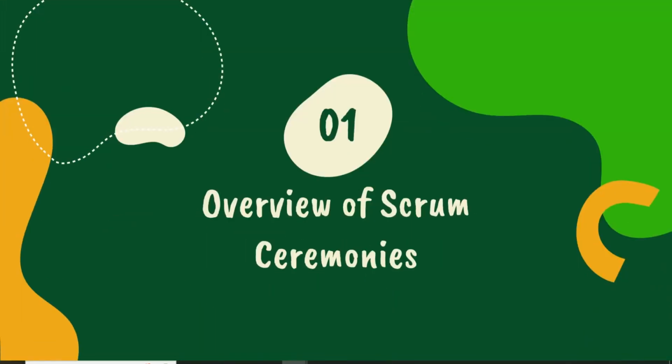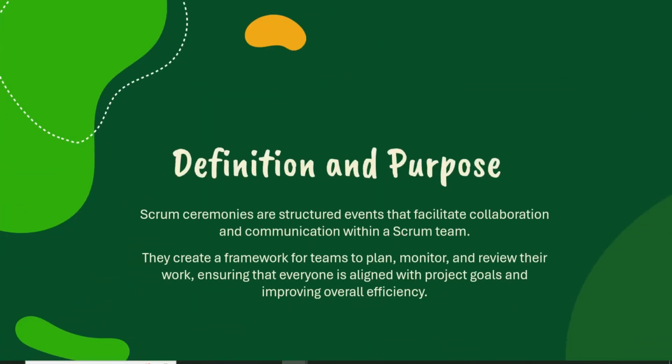Now let's look at the overview of the Scrum ceremonies. Scrum ceremonies are structured events that facilitate collaboration and communication within a Scrum team. These events create a framework for teams to plan, for teams to monitor and review their work, ensuring that everyone is aligned with project goals and improving overall efficiency.